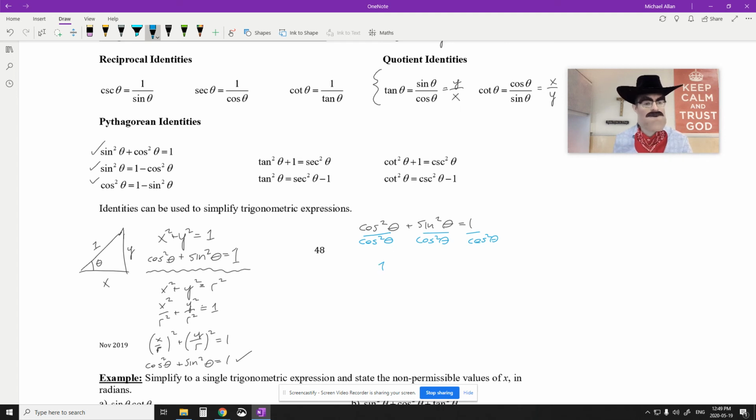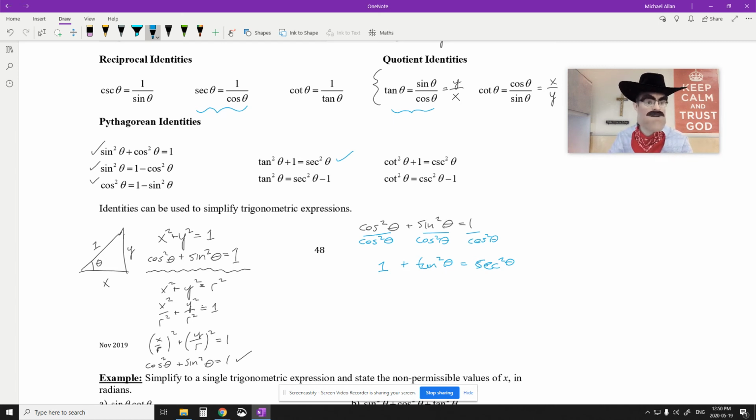Cos squared divided by cos squared is 1. Okay, looking promising. Sine divided by cos, if I look up here, is tan. This one's being squared, so this is going to be tan squared. And then 1 over cos squared. 1 over cos is secant, so I can replace this with secant squared. So that's where this identity comes from. It's just the Pythagorean identity. We just slightly modified it by dividing both sides by cos squared theta, and we get this new identity.